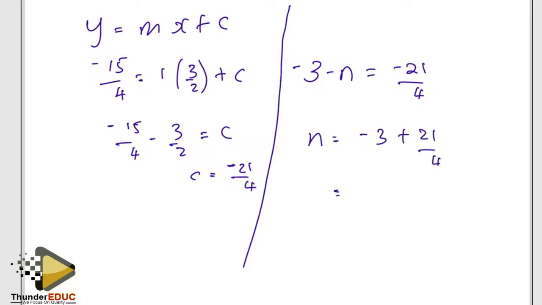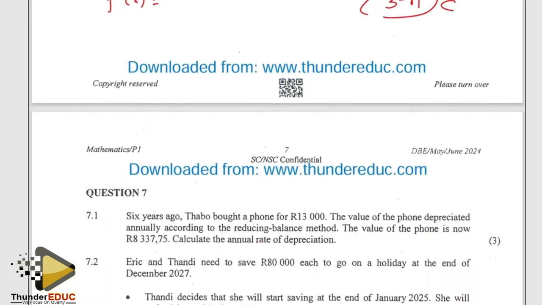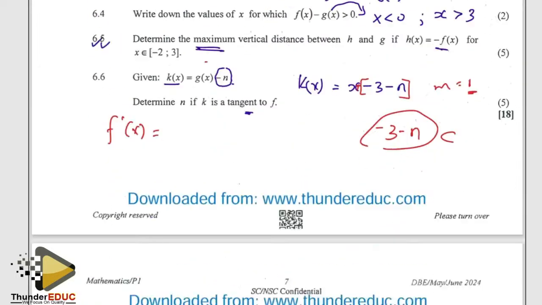Okay? If I simplify that, I'm going to end up with 9 over 4, which is 2.25 units. So which means the graph was moved this distance to make it a tangent. Okay guys, so that is question 6.